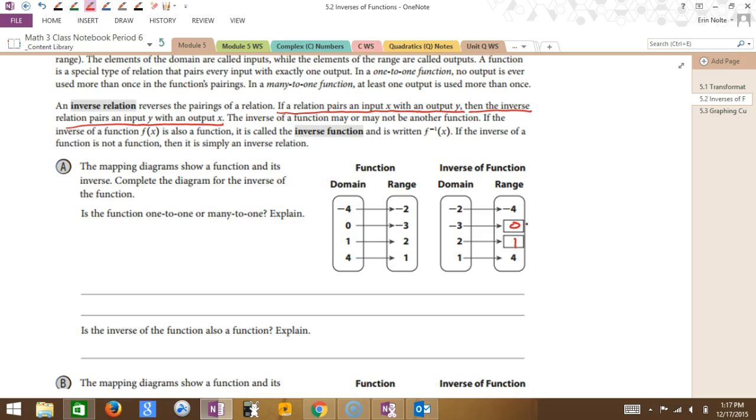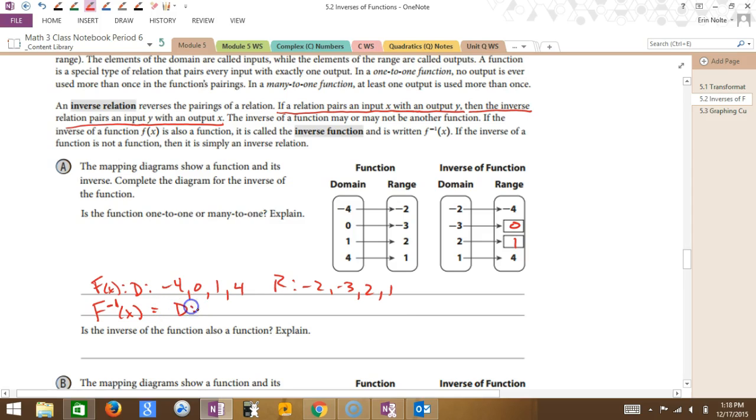So if I look at the domain of my original function, we'll call this f of x. What's the domain? What are the x's? Let's list them. 0, 1, 4. What are the range values? -2, -3, 2, 1. So if we're looking at the inverse, which by the way, the notation is like an exponential -1. That's the notation, which means inverse.